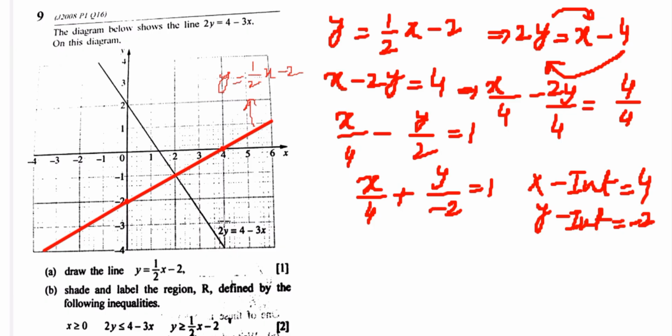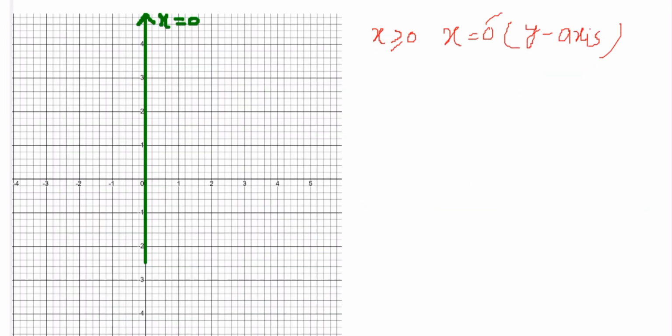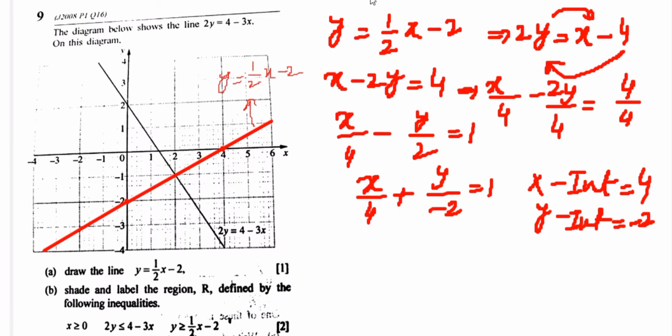The next inequality is 2y less than 4 minus 3x. 4 minus 3x is here. If we plot the graph on the same line, it will be easier for us. This represents x is equal to 0.